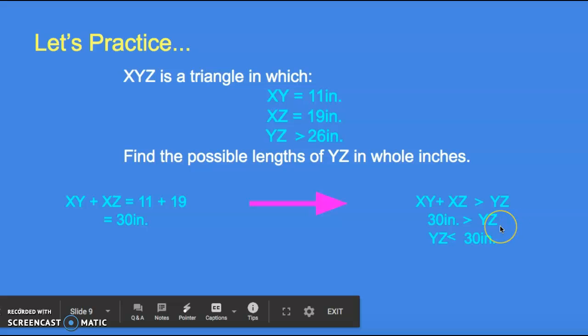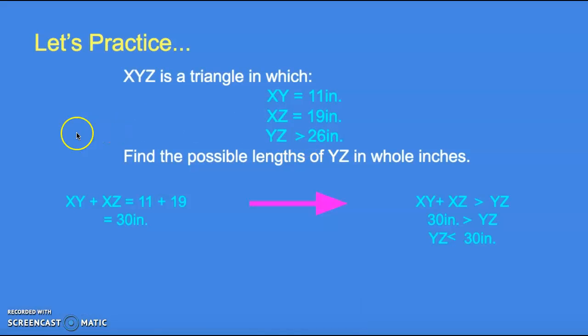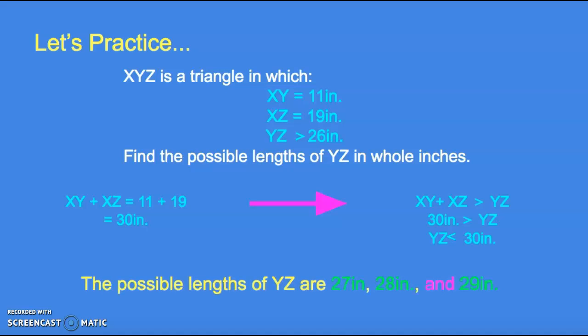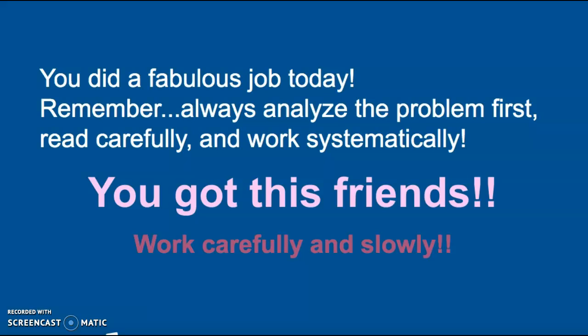30 needs to be greater than YZ, or we could look at it as YZ has to be less than 30, but we know it's greater than 26. So what values are greater than 26 but less than 30? The possible lengths of YZ are 27, 28 and 29 inches.